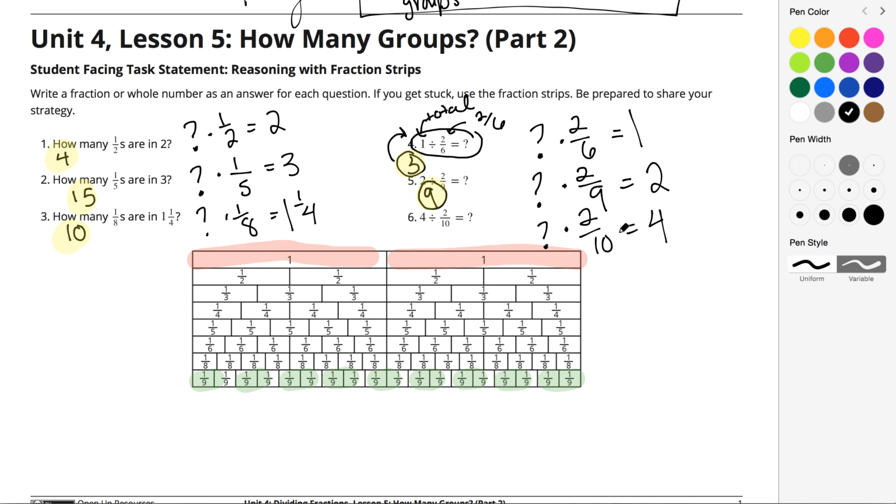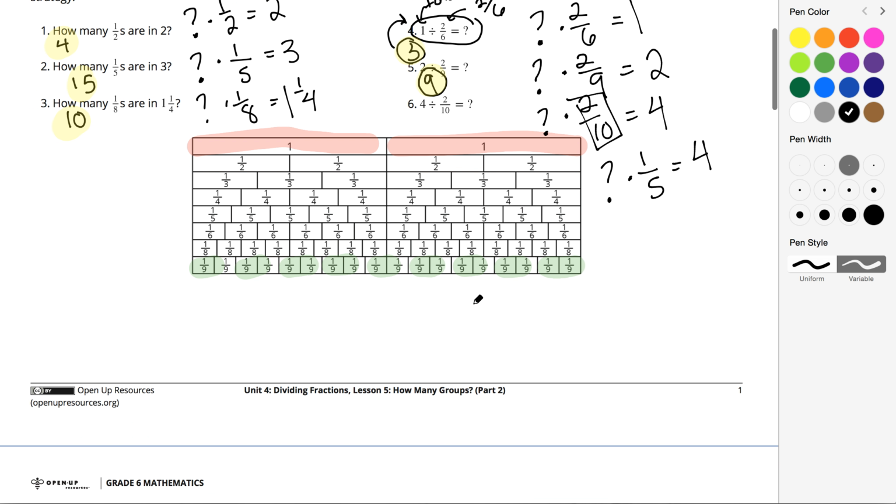Now, before I go on, what do we know 2/10 to be the same as? Well, 2/10 can be reduced, and I can think of this as how many groups the size of 1/5 equal 4. That's a little bit easier to use. So I don't have enough pieces in my picture, so I'm just going to draw this one on my own.